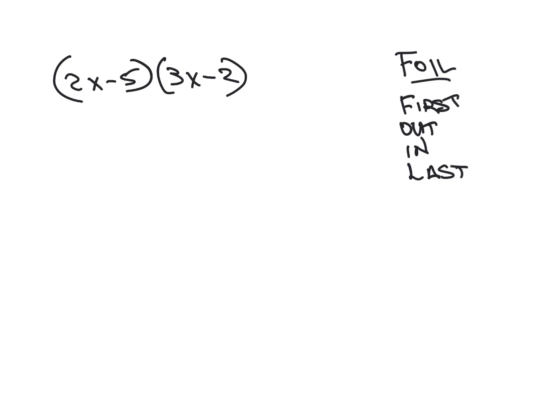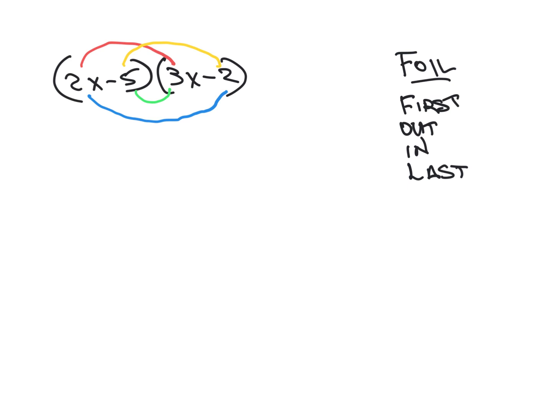So this is the way it works. First terms, this term times this term. Out means the outside one times this outside one, the one closest to the ends. In means the two innermost ones. Last means the last number and the last number. So that's what we're going to do here in order to multiply this through. It's basically the vertical method, only it looks a little bit different, but you're doing the exact same thing.